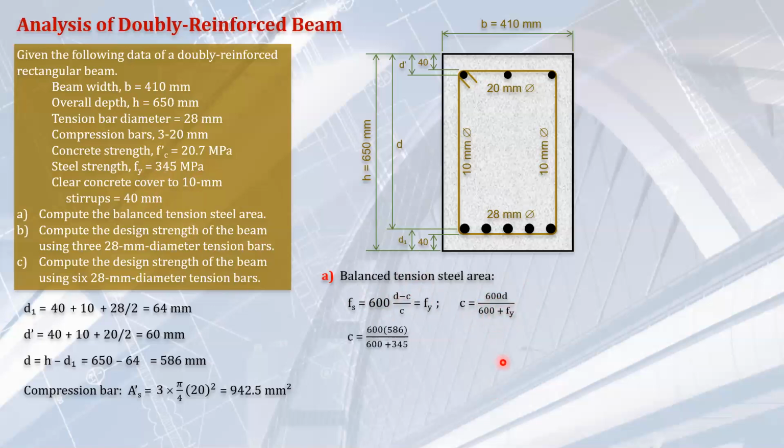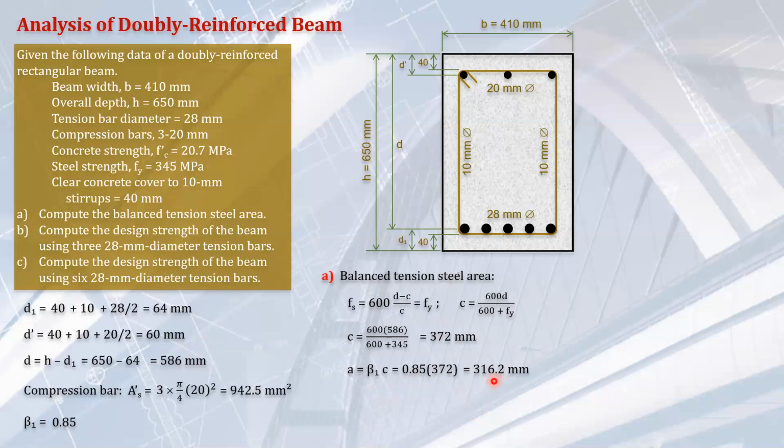So masolve natin yung C balance, 372 mm. Then masolve na natin yung A, beta 1 C. By the way, your beta 1 is less than 28 yung ating FC prime, so your beta 1 is 0.85. Okay? So your A will be beta 1 times C. Beta 1 times 372, so 316.2 mm. Okay? So may A na tayo.